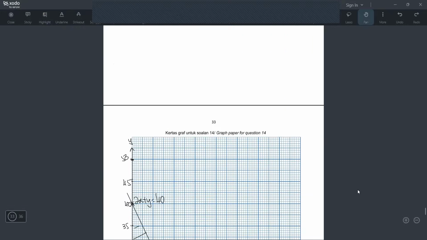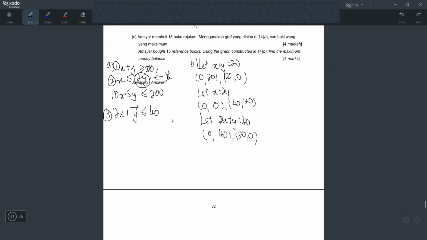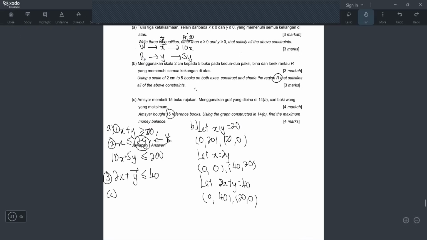Okay. So now I think I can continue with C. See what they want. Okay, C. Let's do my C working here. Okay, Shah bought 15 reference books, but reference books are represented by y.